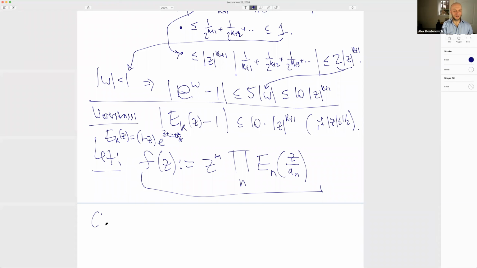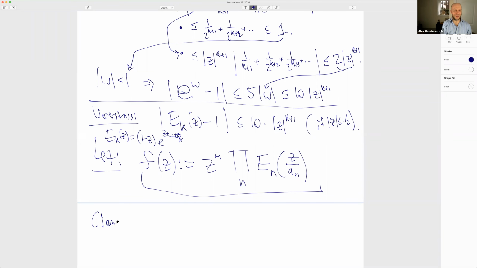Do you need 1 minus z over a_n or something like that? There is a 1 minus z built into the definition. Does that make sense? It's not e_n times that, it's e_n of that. Okay, I see. E_n of that. The 1 minus z is built into the definition. So this is really 1 minus z over a_n times e to the z over a_n plus and so on.